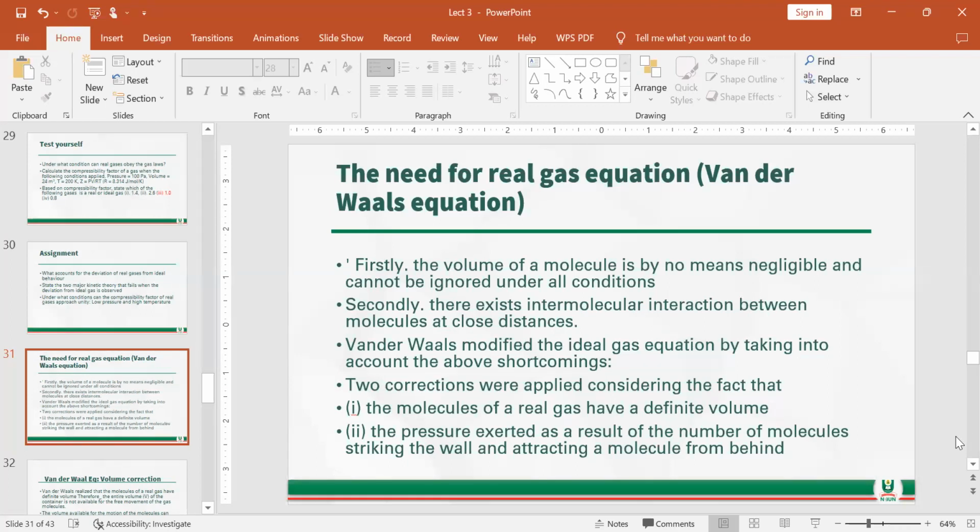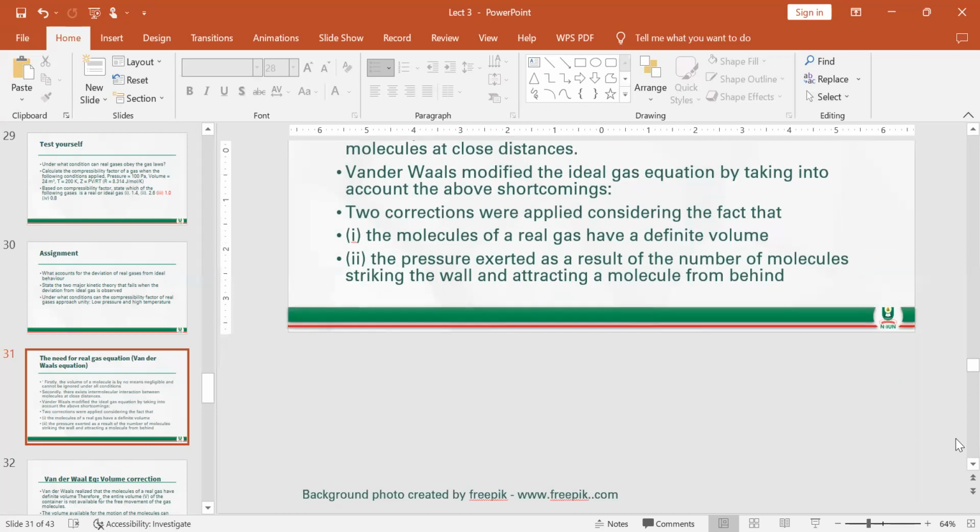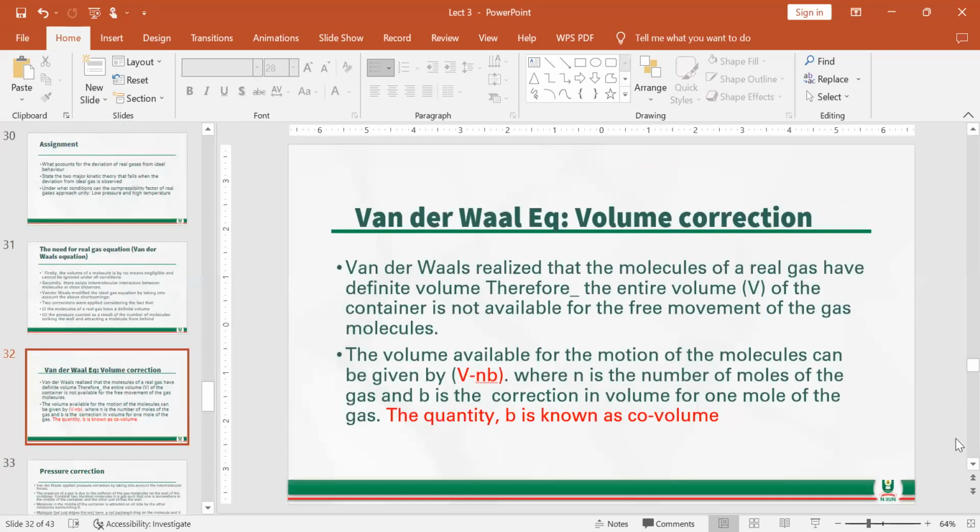Two corrections were applied, considering the fact that, one, the molecules of a real gas have a definite volume, and two, there is pressure exerted as a result of the number of molecules striking the wall and attracting a molecule from behind. So, the van der Waals equation: van der Waals realized that the molecules of a gas have definite volume. Therefore, the entire volume of the container is not available for the free movement of the gas molecules. The volume available for the motion of the molecules can now be given as V minus nb. b is known as the co-volume.